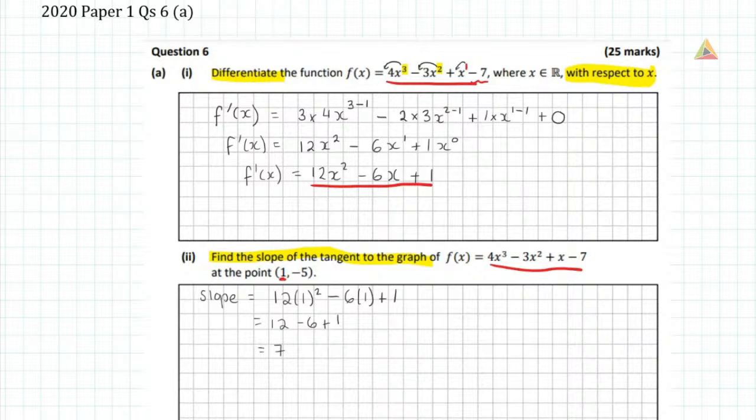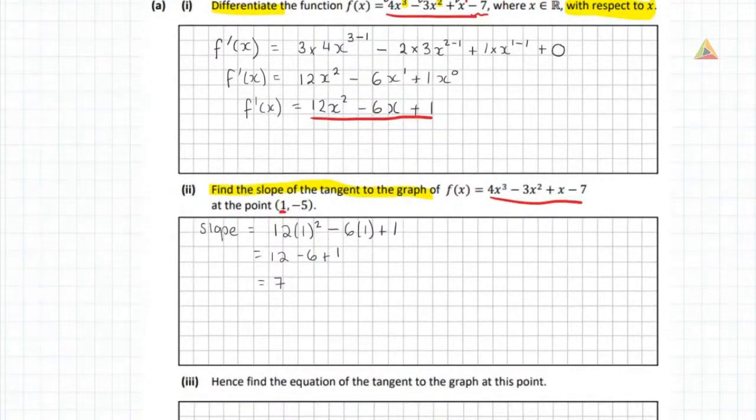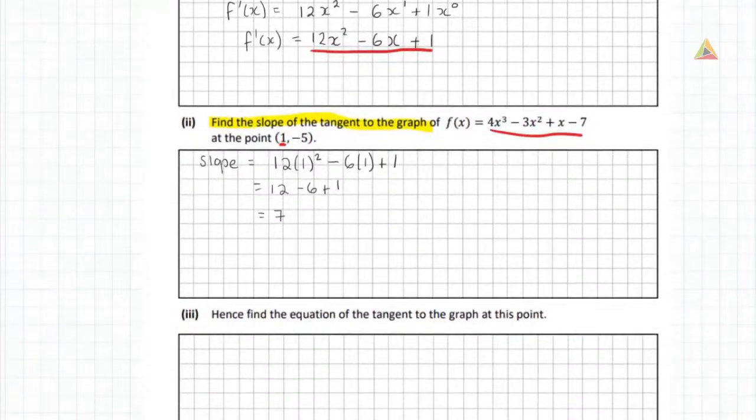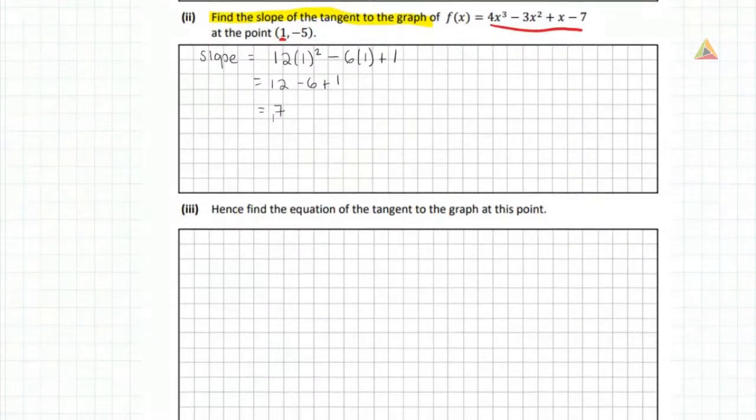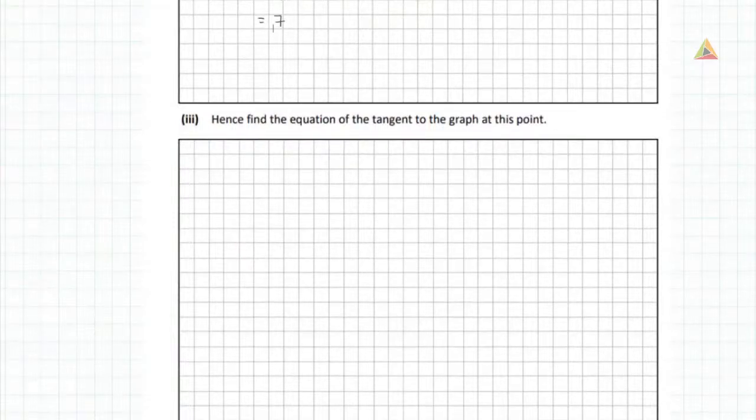So when it says find the slope of this function, I'm going to use my dy dx or use my derivative, and I'm going to fill in just my x value. So why did they give me the y value? They gave me the y value, so they gave me a point 1, minus 5, because the next part says hence find the equation of the tangent to the graph at this point.